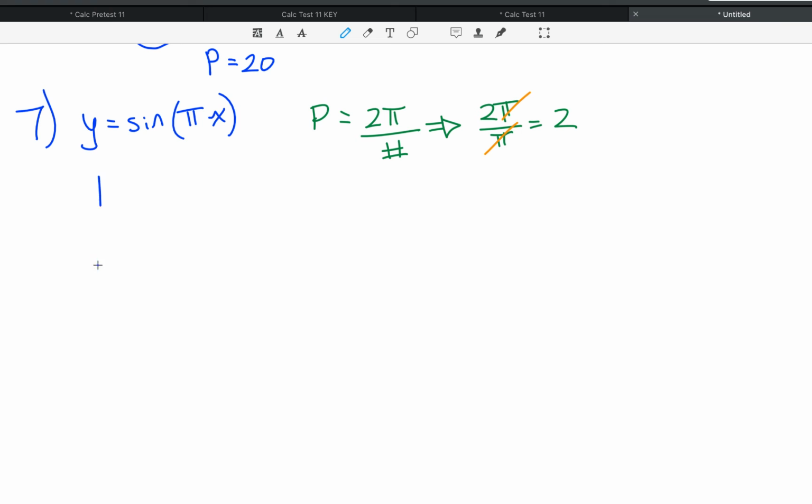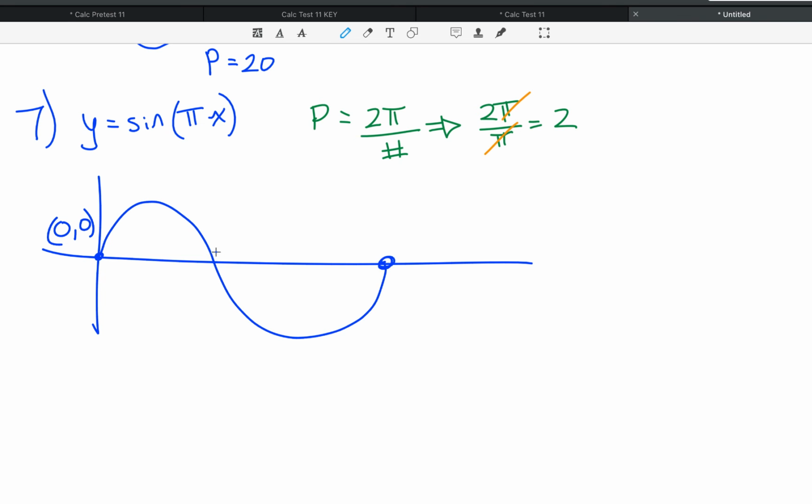So let's go ahead and graph sine of pi x really quick. Normally sine, the parent function, starts at 0, 0, and it still starts at 0, 0 because there's no phase shift. I'm not moving it left or right. And then we'll just do a quick sketch. Not drawn to scale, of course. This whole period from here to here, that whole distance is 2. So if I add 2 to that 0, I get to 2. And my y-coordinate is still 0.